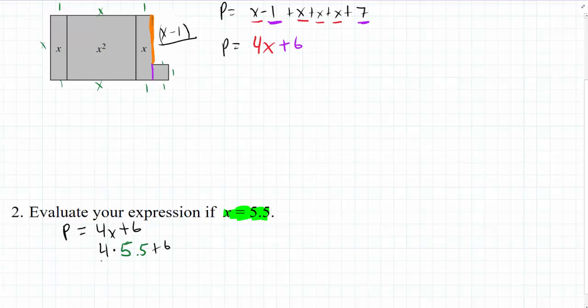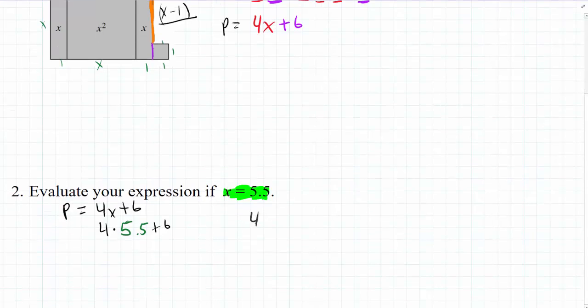Okay, now we just evaluate or finish calculating it. 4 times 5.5, let's go ahead and work on that. So 5.5 times 4. 5 times 4 is 20, plus 2 is 22. So this is going to be 220. But remember, we have the place value right here. So if this is the tens place, we're going to move the decimal over one place value. So that's going to be 22. 4 times 5.5 is 22, plus 6. So we get 28.